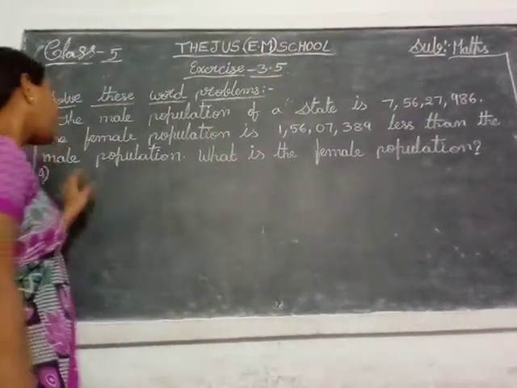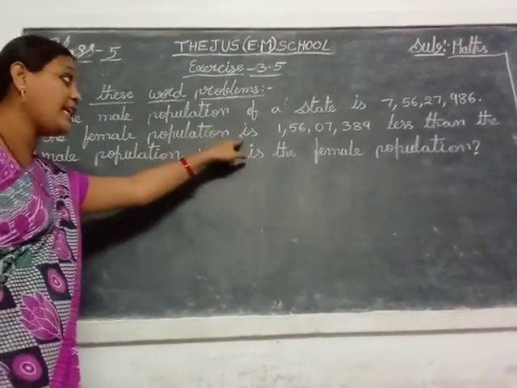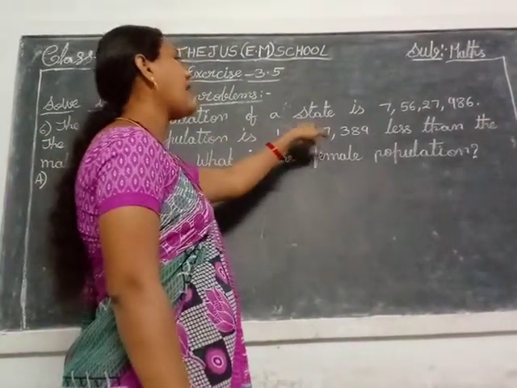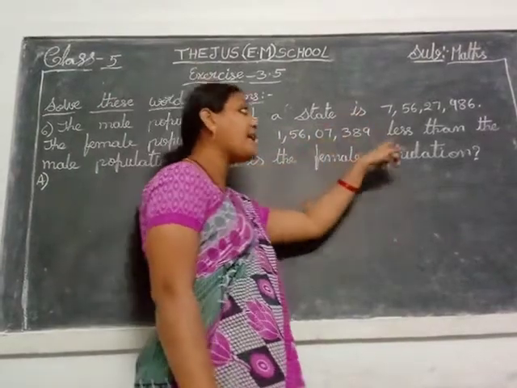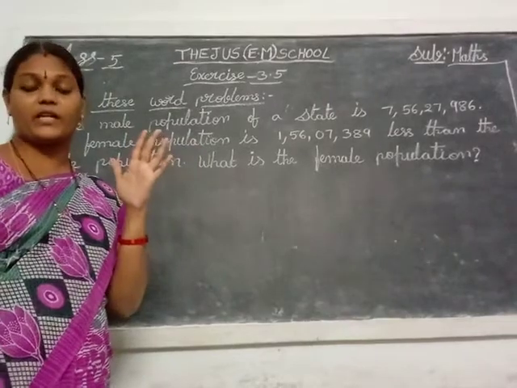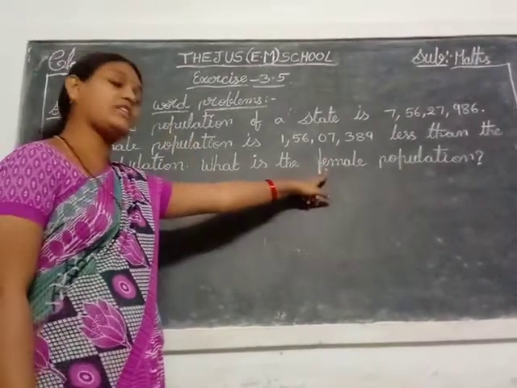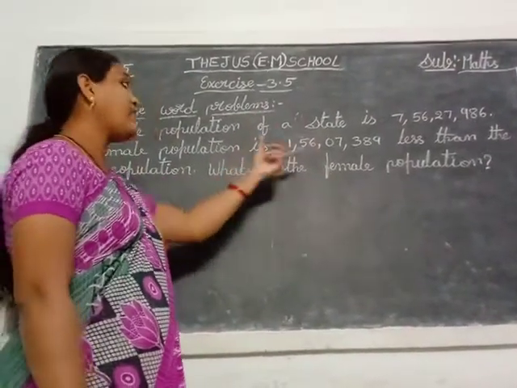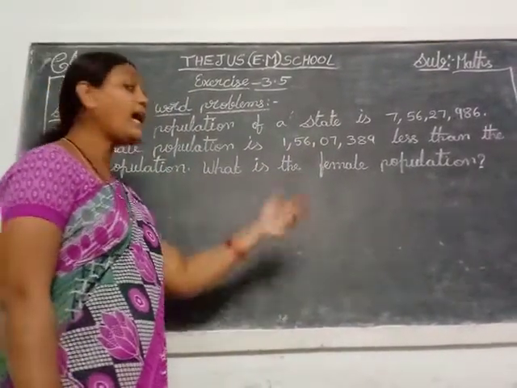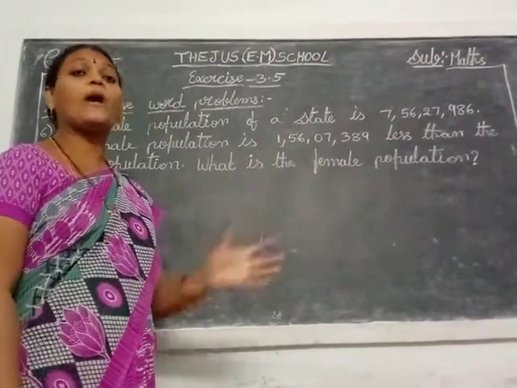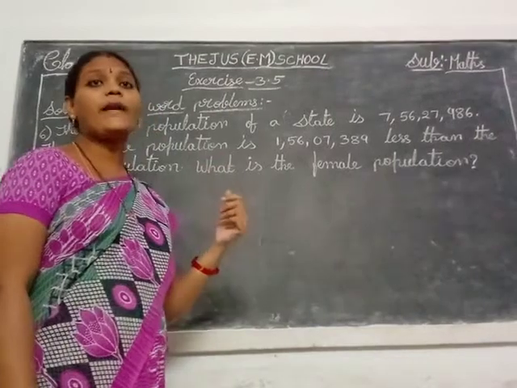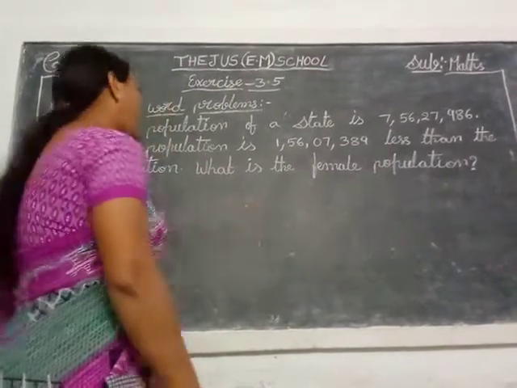So here, given the female population is 1 crore 56 lakh 7,389 less than the male population. So the female population is not given directly. We will find out the female population. Here it is given that the female population is less than this number only. So what is the population of females? Now we will find out. Okay children.